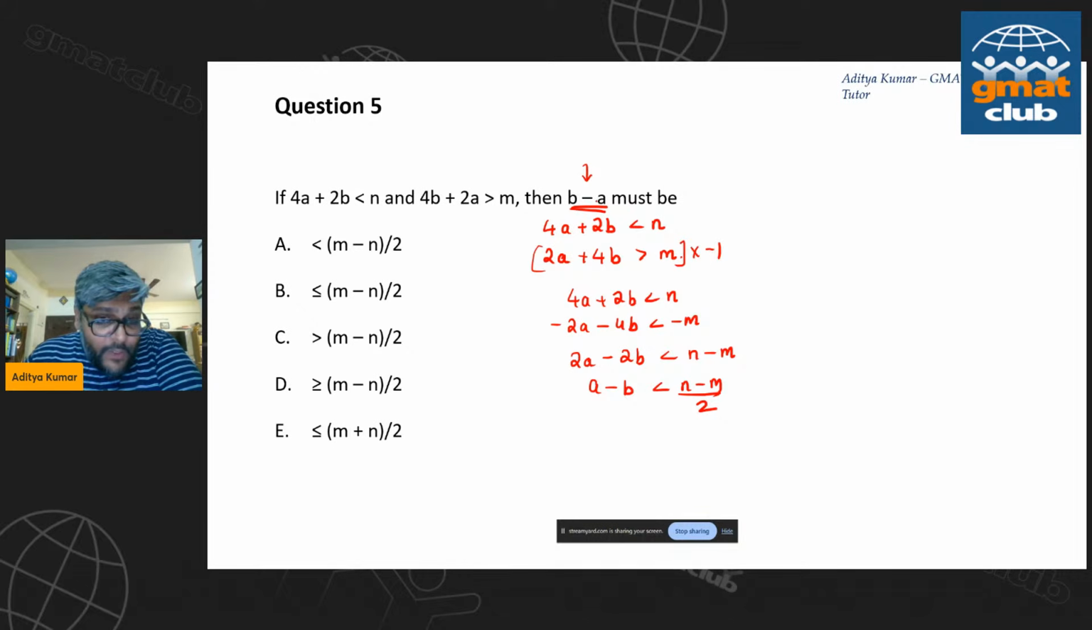But remember, the question is not for a minus b, it's asking for b minus a. So again, I'm going to multiply both sides by negative 1. So b minus a, the sign should flip, should be greater than m minus n divided by 2. You could have maybe multiplied the first with negative and subtracted as well. That's also fine. I'm just flipping it, right? So this is what you would get. So my answer should be C.